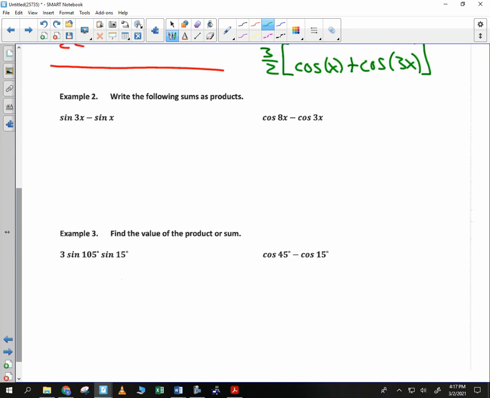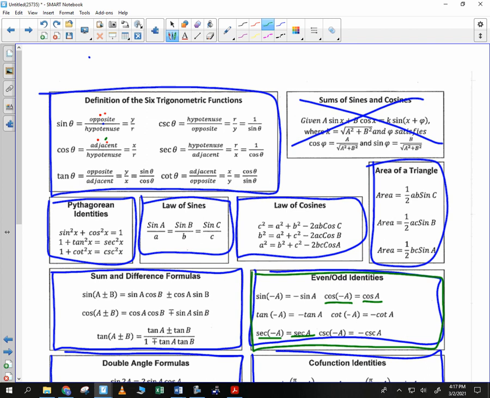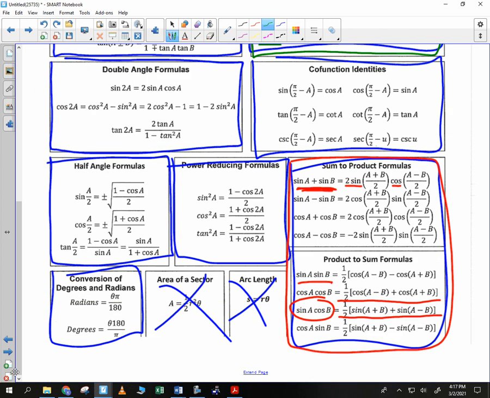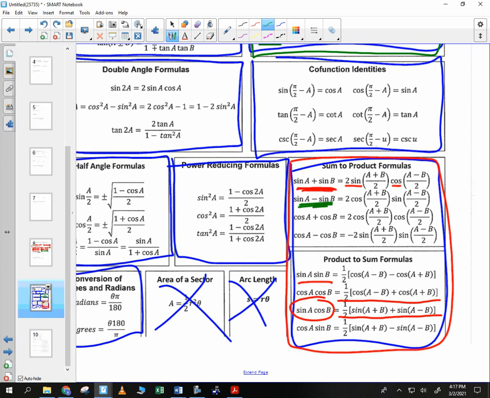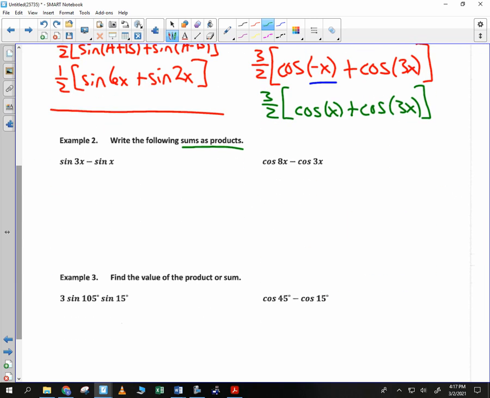So now we're going to switch gears. It says write the following sums as products. So I have sine minus sine, so I need to look for sine minus sine. And we've got it right here. So it's 2 cosine times sine. And it was a plus b divided by 2, and it was a minus b divided by 2. That was our formula. So in this case, this is a, and this is b.